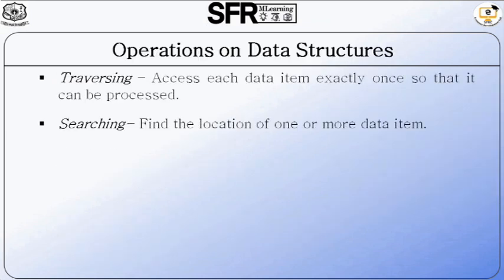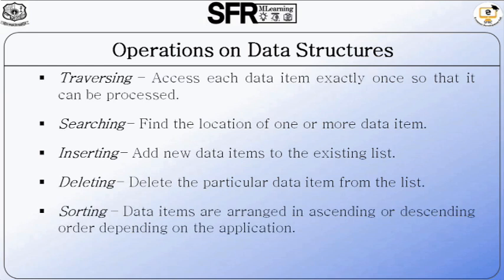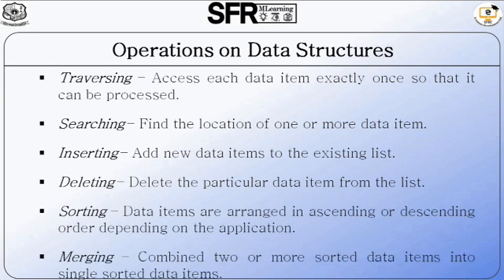Operations on data structure. Traversing. It means to access each data item exactly once so that it can be processed. Example, to print the names of all the students in a class. Searching. It is used to find the location of one or more data items. Example, to find the name of the student who got 100 marks in data structure. Inserting. It is used to add new data items to a given list of data items. Example, to add the details of a new student who recently joined the course.